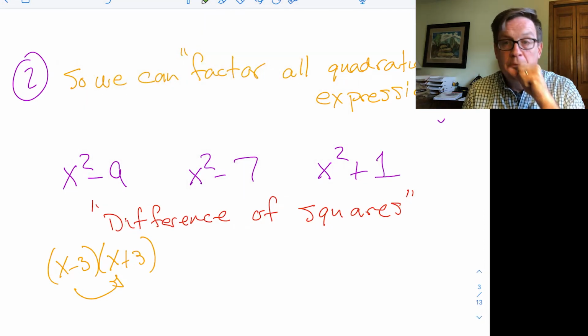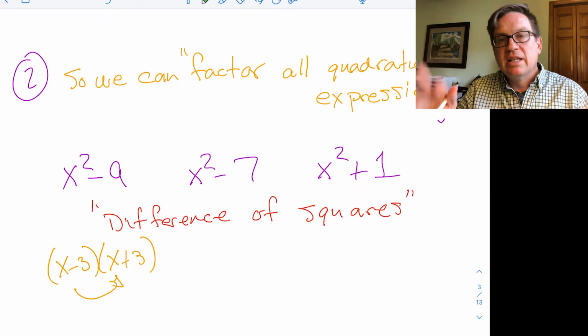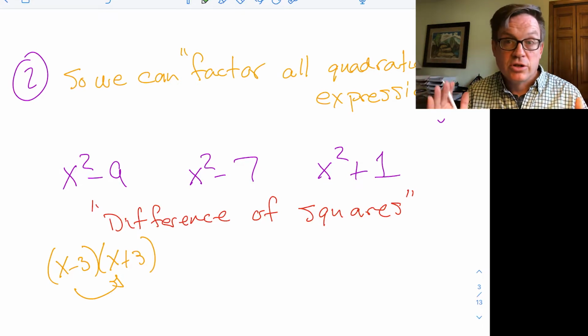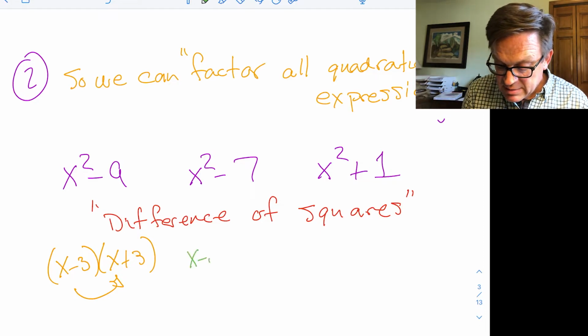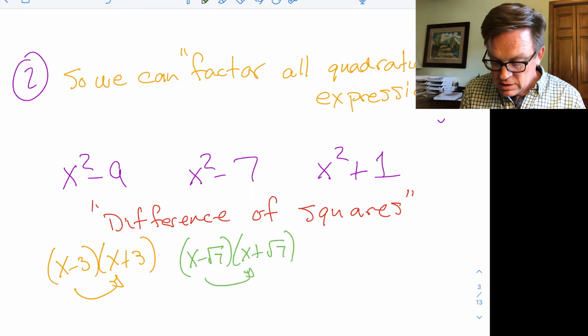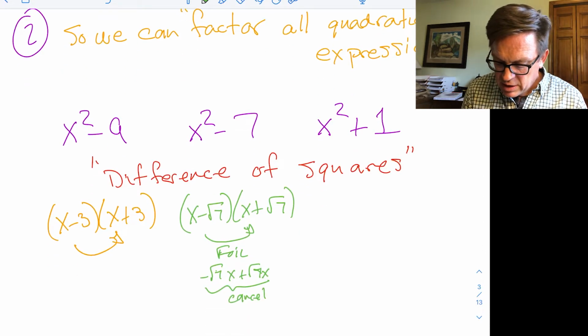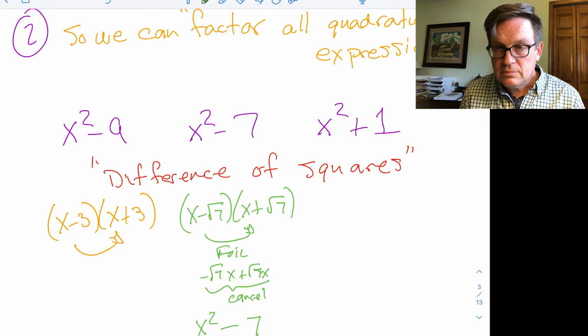Same way, if you tried to factor x squared minus 7, a month ago we would have said it doesn't factor because it doesn't factor nicely into integer factors. But you can factor it as x minus the square root of 7, x plus the square root of 7. Right? It does factor. If you FOIL this, the minus square root of 7 x and the plus square root of 7 x in the middle cancel out, and you get x squared minus the square root of 7 squared, which is 7. So we can factor that even though it's a little ugly.